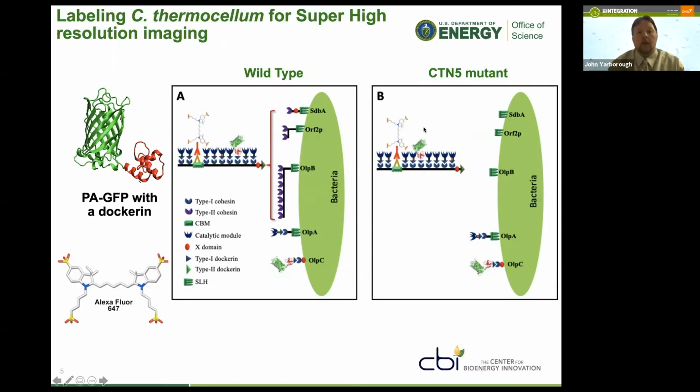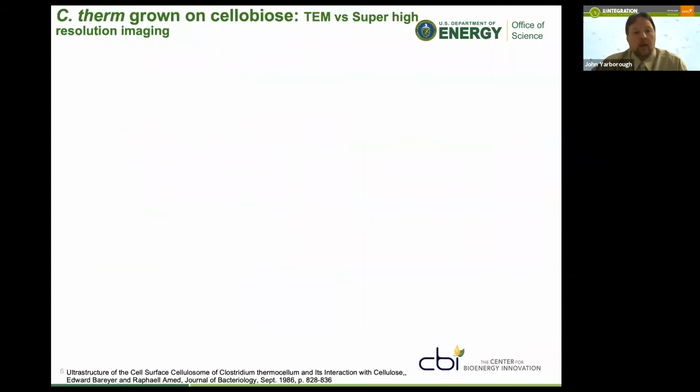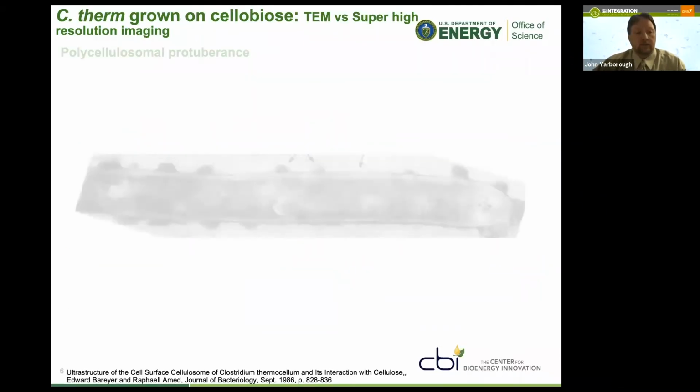scaffolding. We have the ability to do genetic modification, in which we can actually remove the primary scaffolding and allow free cellulosome systems to mimic that of what we see with just pure cellulosomes. And both of these systems allow us to do the blinking, allows us to get that super high resolution microscopy techniques accomplished. And what do we see with super high resolution imaging?